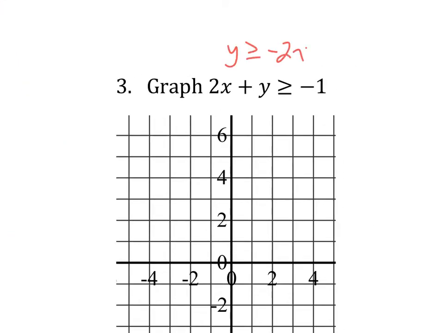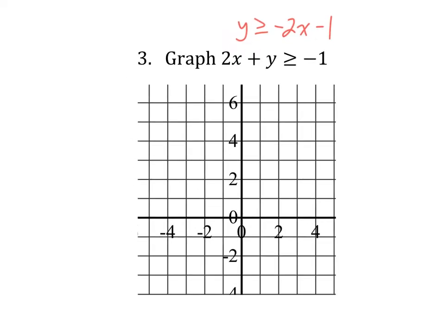Okay, number 3, you need to change it into y equals mx plus b first. So that's minus 2x minus 1. So you're going to start at -1, goes down 2 over 1. This one is also a solid line because it's greater than or equal to. So since it's greater, we're going to shade up.